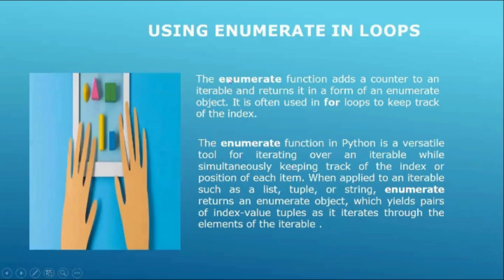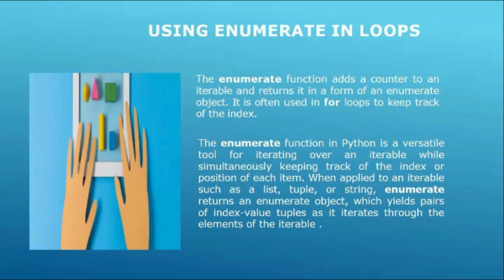Then we talk about using enumerate in loops. So what is this word enumerate? The word enumerate means that we are traversing, checking, adding, or counting the number of elements in the list. For example, if the list contains 1 to 10 numbers, the enumerate function, which is one of the functions in Python, goes and counts the number of elements present. That is 1, 2, 3, 4, 5, 6, 7.